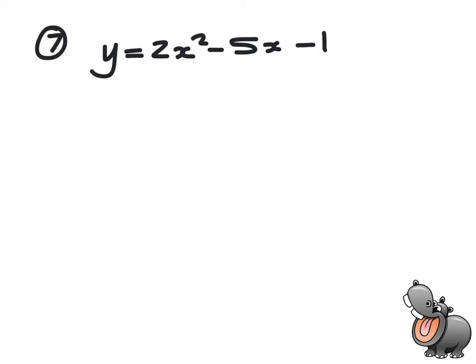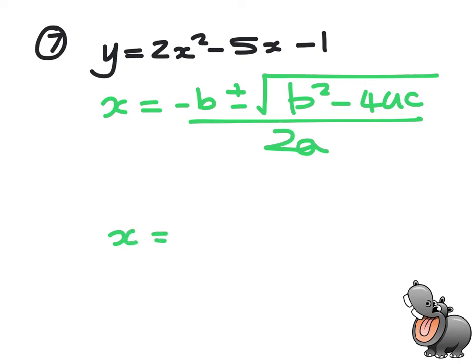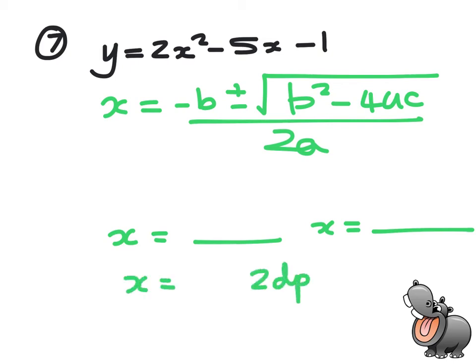Question 7. The roots to two decimal places, well, that's a giveaway straight away that it's one of these negative b plus or minus square root of b squared minus 4ac divided by 2a. Don't have to say much about that other than remember to put your unrounded answers in first of all before you then round it to two decimal places.